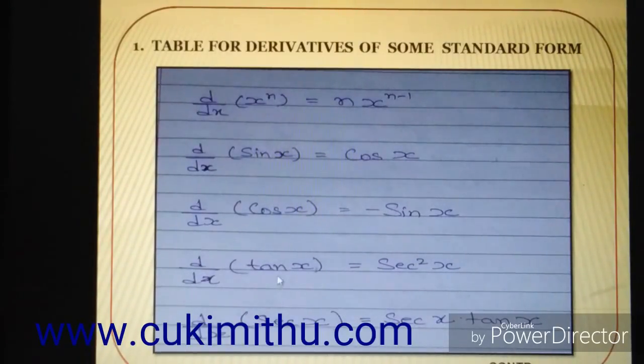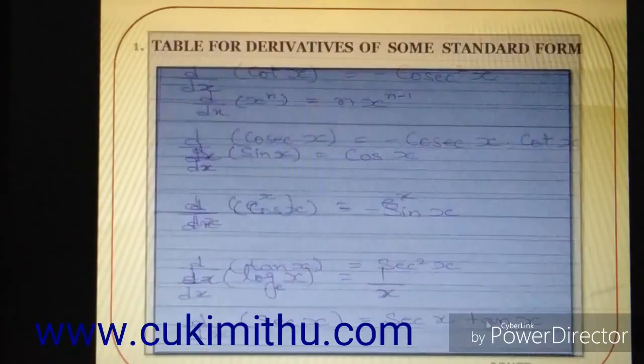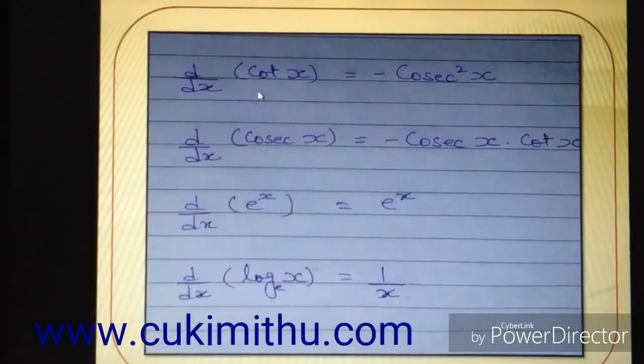Then the derivative of tan x is sec square x, and the derivative of sec x is sec x into tan x. Then the derivative of cot x is minus cosec square x, and the derivative of cosec x is minus cosec x into cot x.